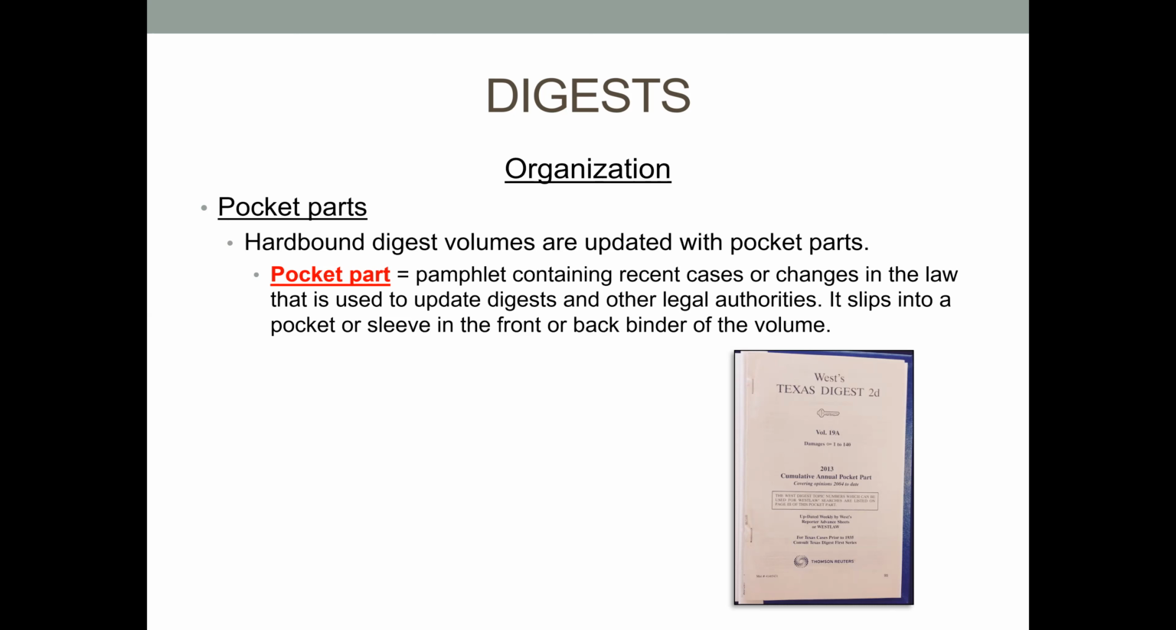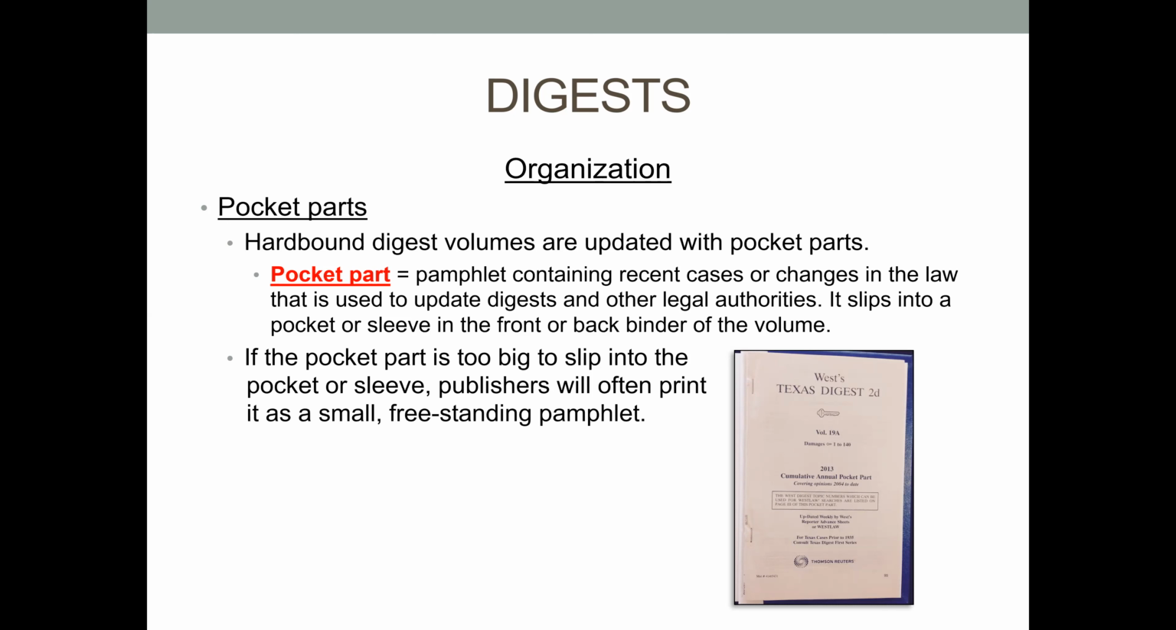So if you're doing research in the hardback digests, always check the pocket part in the back. Now, sometimes the pocket part may become so big it won't fit back there. And so West Thomson Reuters will then replace it with a cumulative paperback freestanding pamphlet that will be placed right alongside the hardback book instead of being inserted in the back of it.